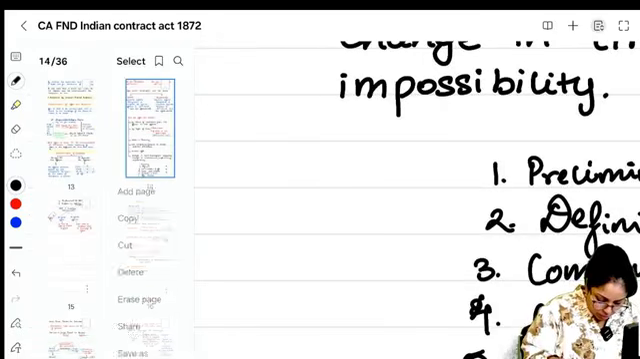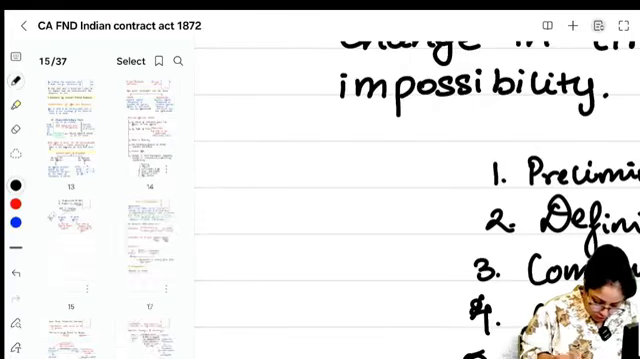Oh wait, let me open a new one. I'll send you the section summary also.